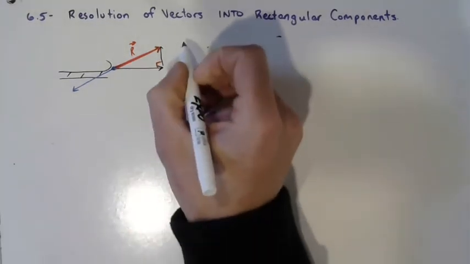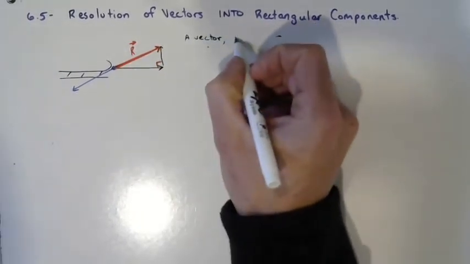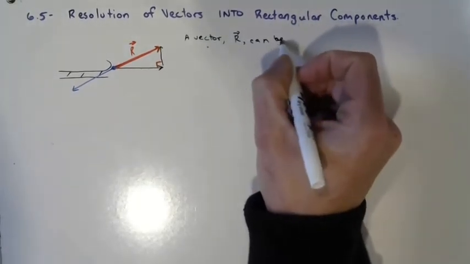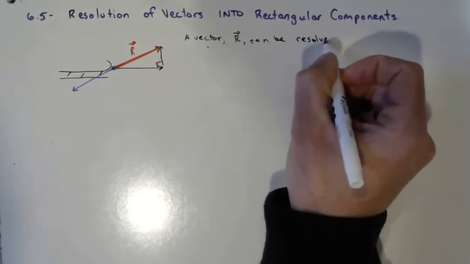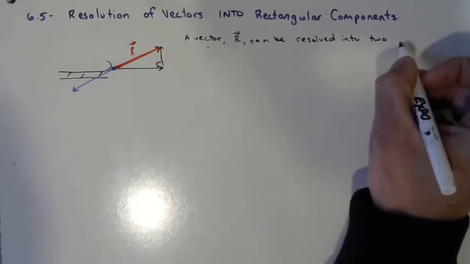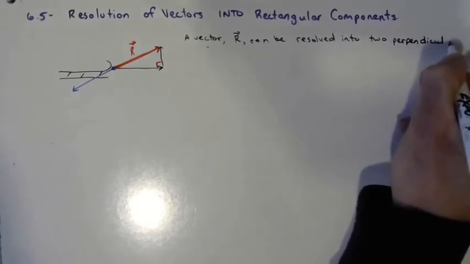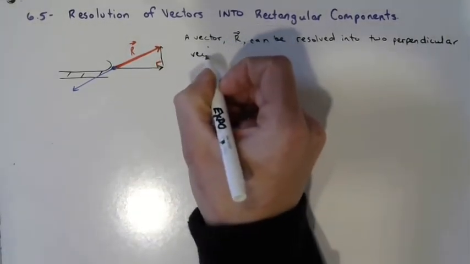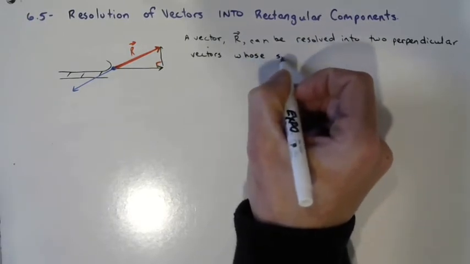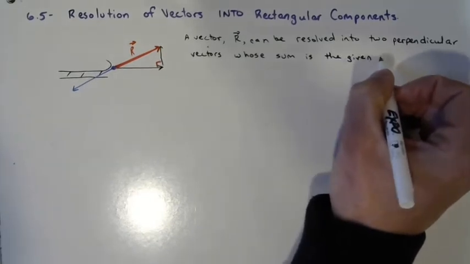So a vector, in this case, in the diagram, the vector r, can be resolved into two perpendicular vectors whose sum is the given vector.